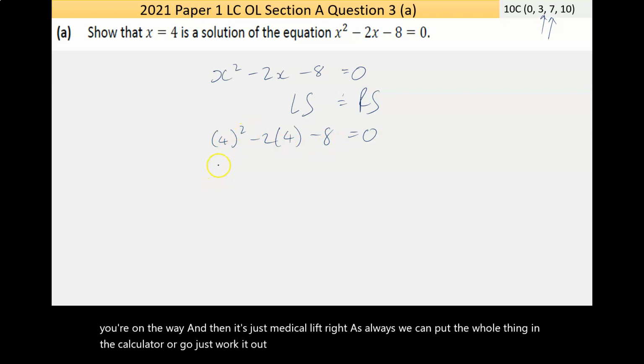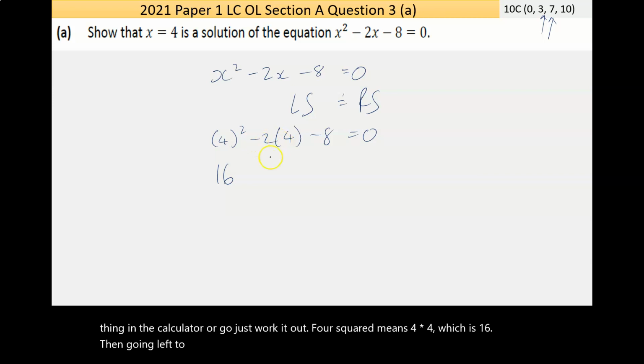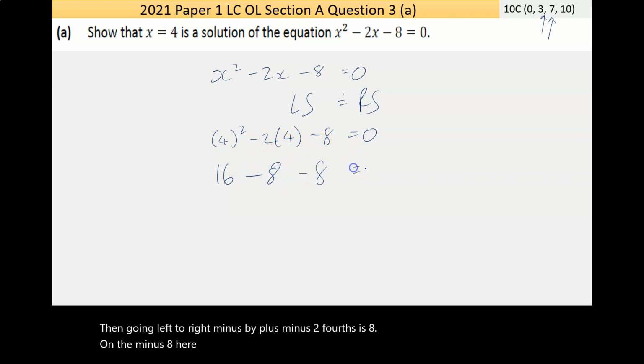4 squared means 4 times 4, which is 16. Then going left to right, minus by plus is minus, 2 fours is 8. And the minus 8 here doesn't change, equal to 0. So all I've done really there is apply the powers and done the multiplication.